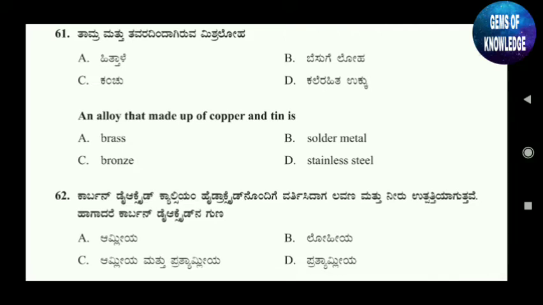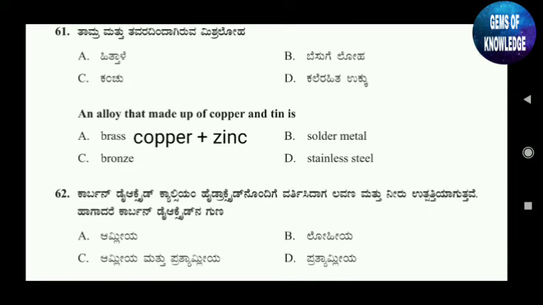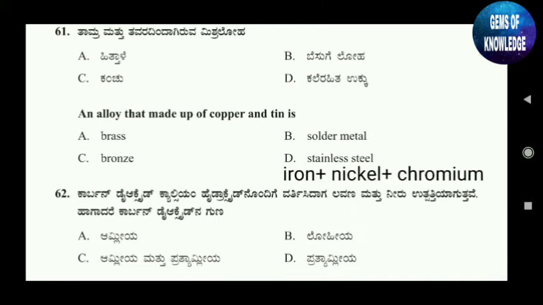Brass is the alloy made up of copper and zinc. Solder is a metal which is an alloy of tin and lead. Stainless steel is made using iron, nickel and chromium. So to make stainless steel we use three things: iron, nickel and chromium. According to the question, they are asking for the alloy made up of copper and tin, so that is bronze.